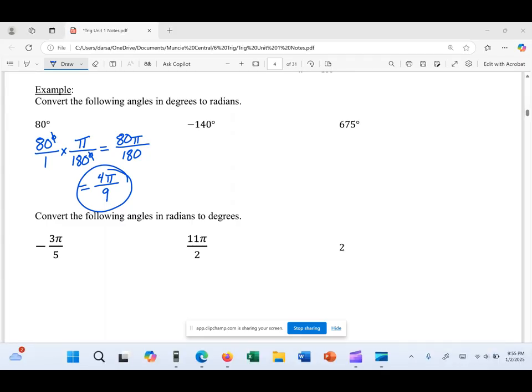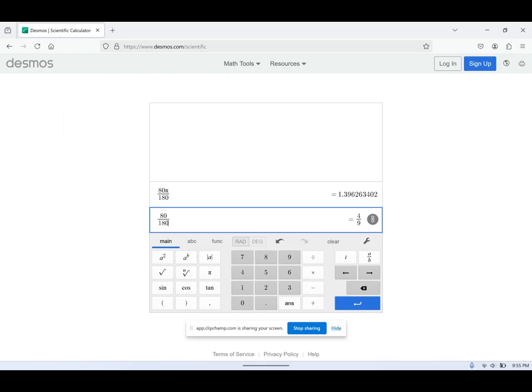Let's give this another try. Oh, by the way, if you don't have access to your calculator, that's okay. You can use my favorite ever website, which is Desmos.com. They have a scientific calculator. So you just go to Desmos.com/scientific and it'll bring you to this.